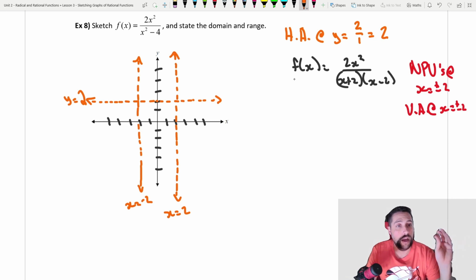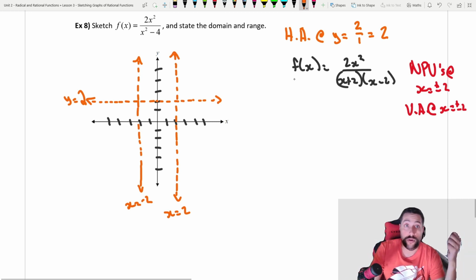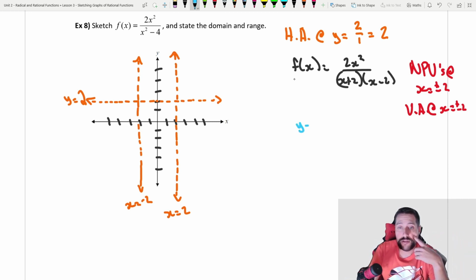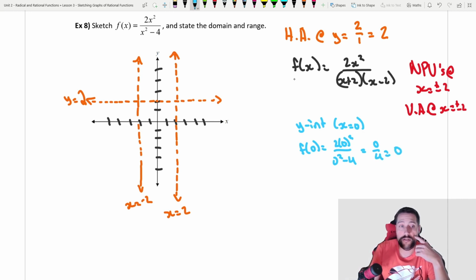Now, we can go ahead and find certain points, some points being your y-intercept and your x-intercept. So let's find those. Let's find the y-intercept first, so we're going to set x is equal to 0. f of 0 is equal to 2 times 0 squared over 0 squared minus 4, which is equal to 0 over 4, which is 0. So we have an intercept at 0, which also would be our x-intercept.